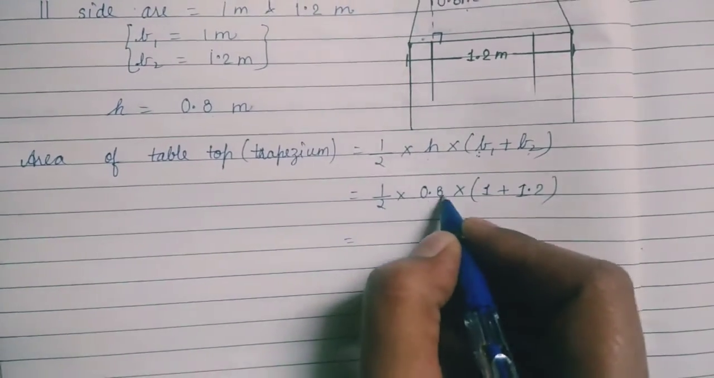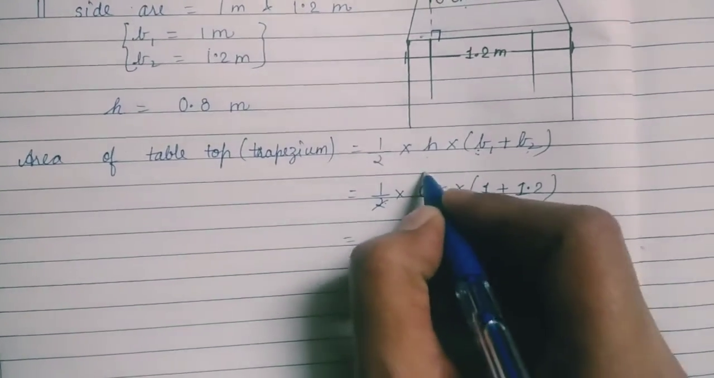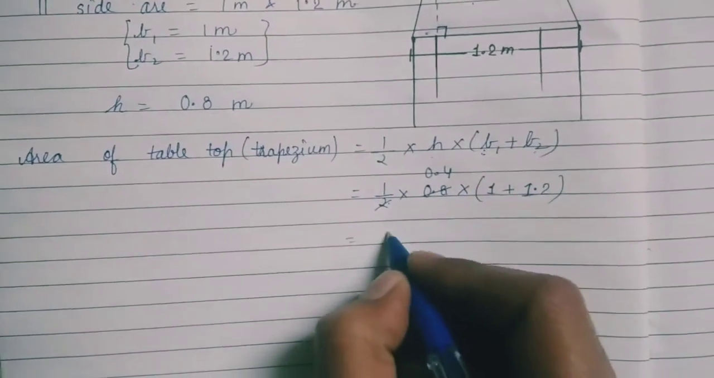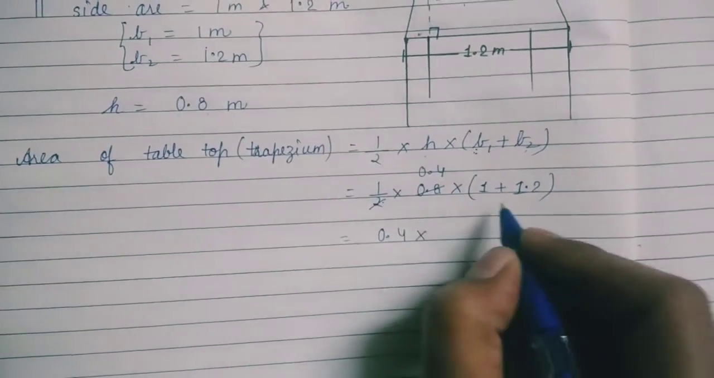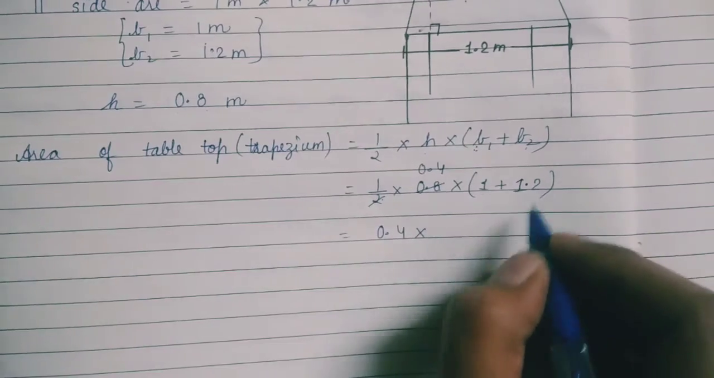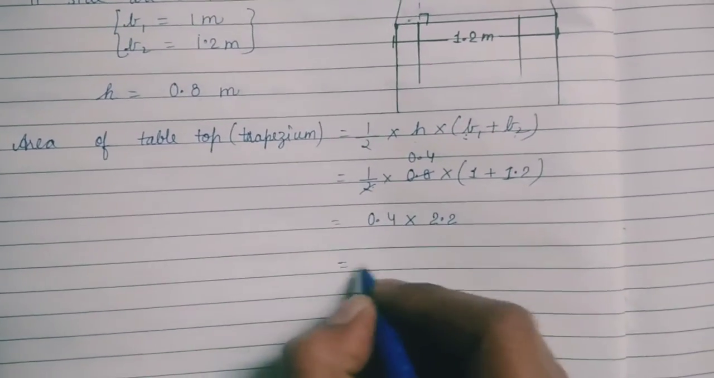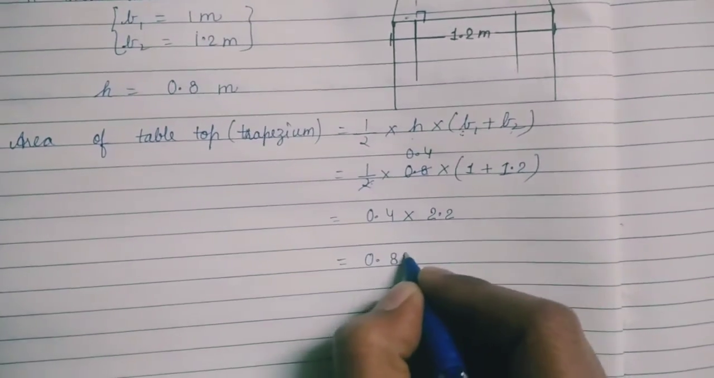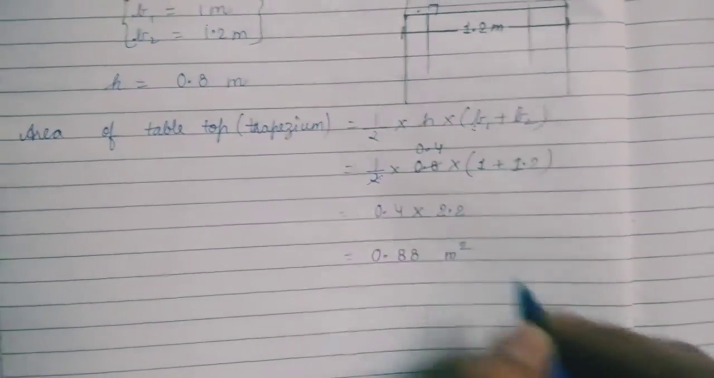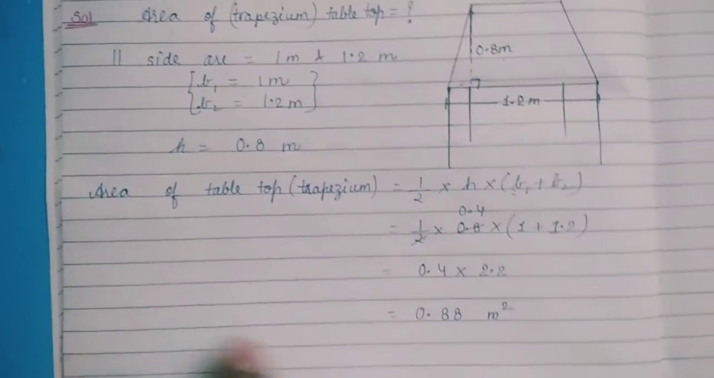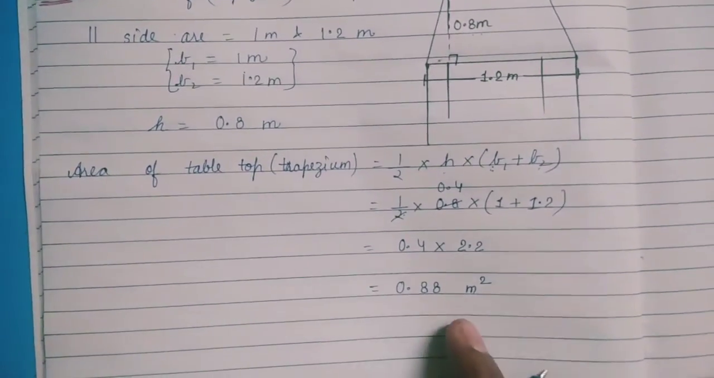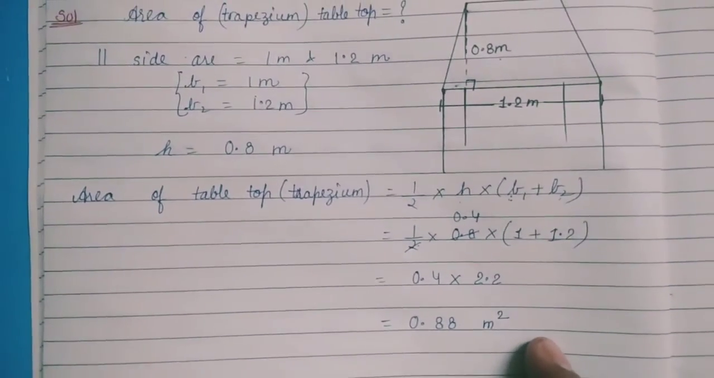Now we will divide 0.8 by 2, we will get 0.4. 0.4 will multiply by 1 plus 1.2, which is 2.2, and gives us 0.88 meter square. So here the tabletop area is 0.88 meter square.